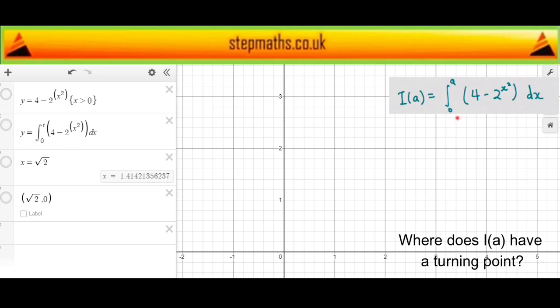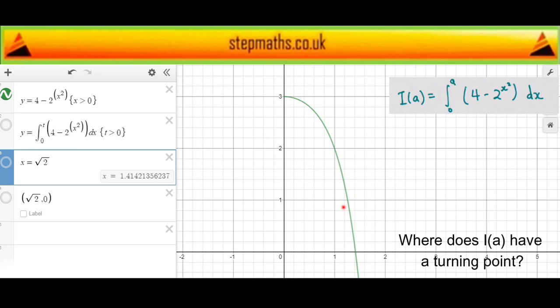Now, the first intuitive step, to me at least, is to have a look at what the function inside this integral looks like, which is y equals 4 minus 2 to the x squared. So let's sketch that. Now, the shape of this graph isn't too unexpected. x squared is an increasing function in x, so 2 to the x squared will be, so 4 minus it will be decreasing, and indeed that's what we get.